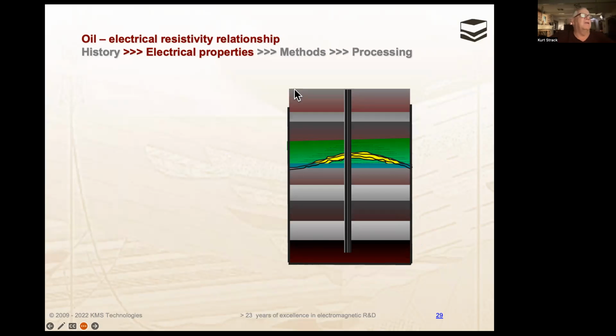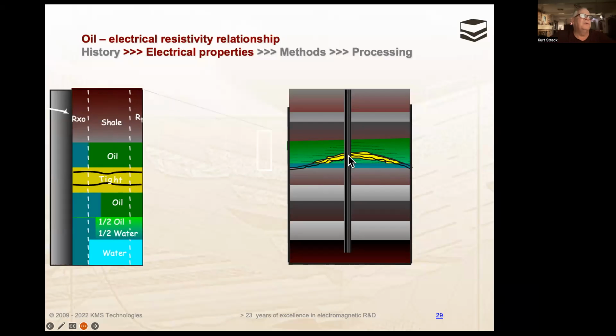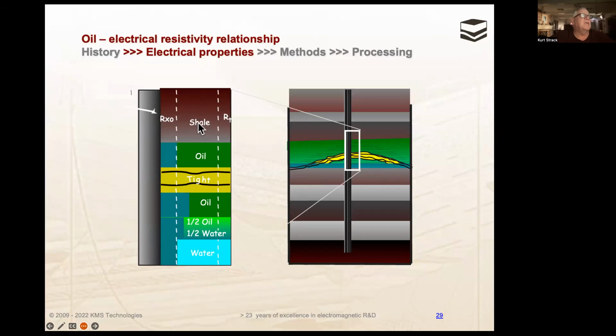And when we look at the electrical properties of a hydrocarbon reservoir, hydrocarbon being oil or gas, we look at a sandstone, and here we have a lens, and in this lens we accumulate hydrocarbons. If we look at this in detail, we can see that we have oil-bearing layers in this reservoir, tight zones where there are no fluids. Then we have an area that has oil, and this is mud invasion. And then we have an area which has mixed oil and water, and at the bottom only water. So we have many parameters to determine.